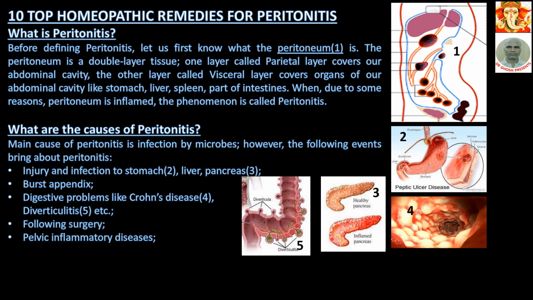pancreatitis. Picture 3. This is a healthy pancreas. This is an inflamed pancreas. From this inflamed pancreas, inflammation may spread all over the peritoneum. So it is peritonitis. Burst appendix, another very important common cause. Digestive problems like Crohn's disease. Picture 4. This is a Crohn's disease picture, an internal microscope picture.